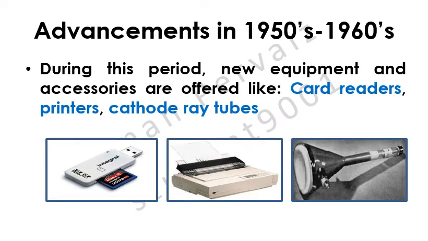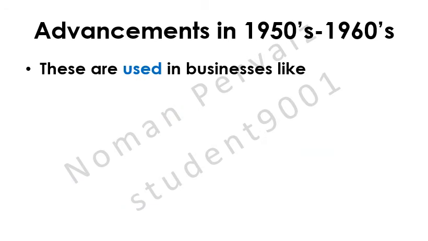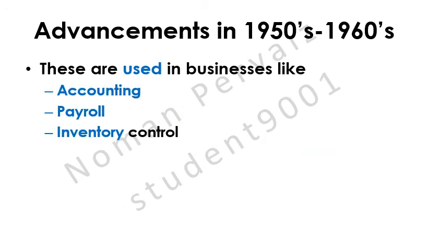During this period, new equipment and accessories were offered, like card readers, printers, and cathode ray tubes. These were used in businesses like accounting, payroll, inventory control, ordering supplies, and billing.